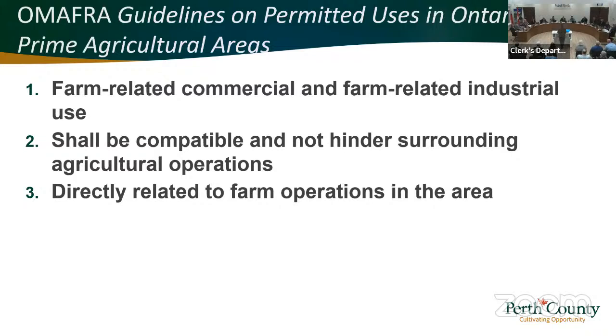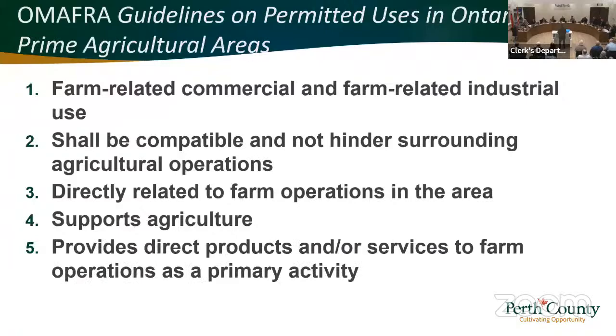From the planning department's perspective, it is considered directly related to farm operations in the area as the NASM material will be land applied as fertilizer. The next question in the OMAFRA guidelines, go to the next slide, is that it supports agriculture, and the same response, that the NASM material will be land applied to agricultural land in order to contribute to soil productivity. And this is considered supportive of agriculture. And then the final question is provides direct products and or services to farm operations as a primary activity. At this point, the OMAFRA guidelines, if we go to the next slide, please.